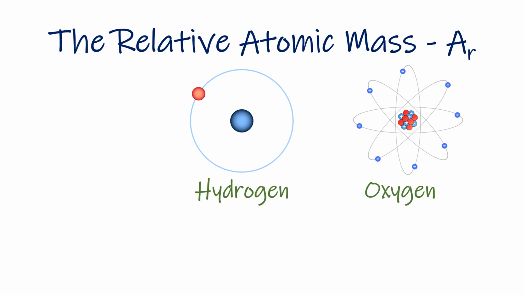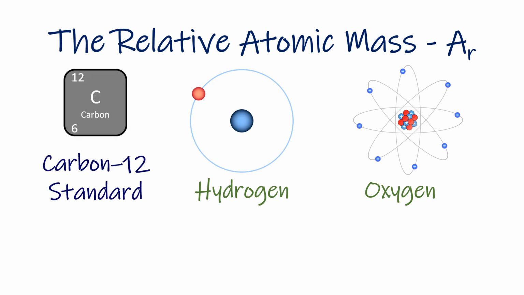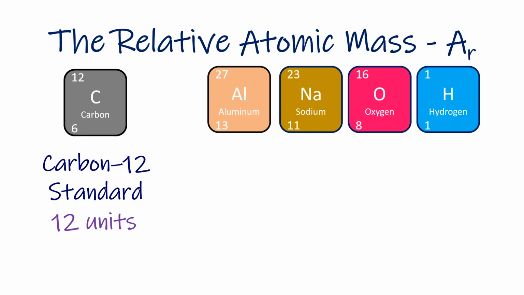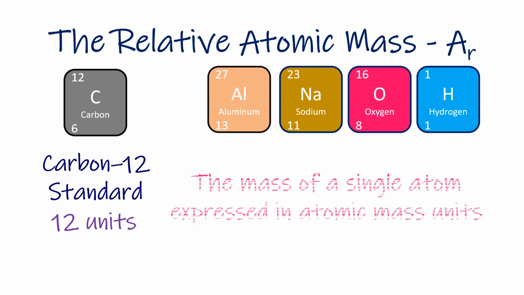Scientists have chosen to use the isotope carbon-12 as the standard. This has been given a mass of exactly 12 units. The mass of other atoms is found by comparing their mass with the mass of carbon-12 atoms. The relative atomic mass is the mass of a single atom expressed in atomic mass units. Remember, the relative atomic mass has no unit.